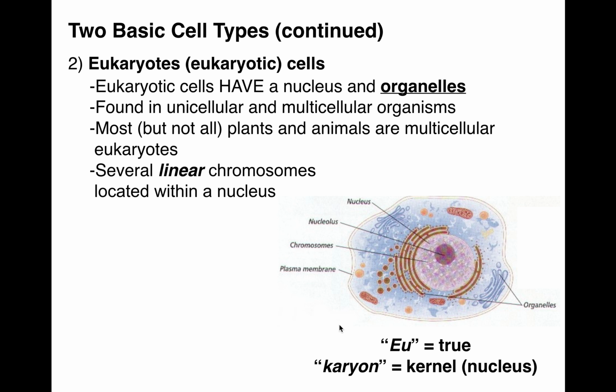One of the key differences between prokaryotes and eukaryotes, besides the presence of organelles, though, is that if you looked at the DNA, if you looked at the chromosomes that are found within a eukaryote, you'd find that they are linear in nature rather than the circular chromosomes that are found in prokaryotic cells.